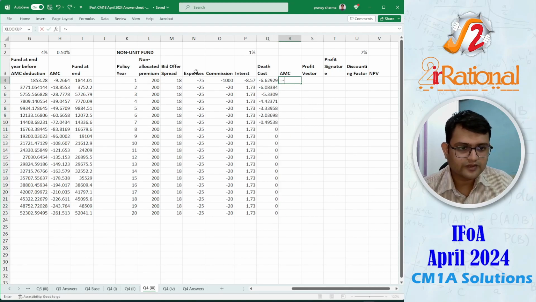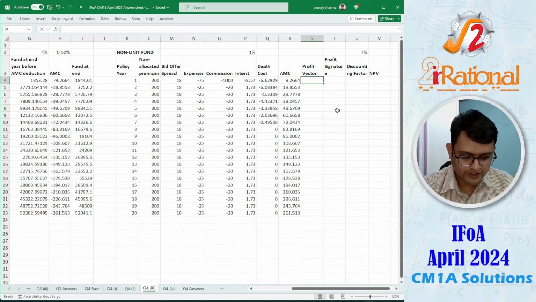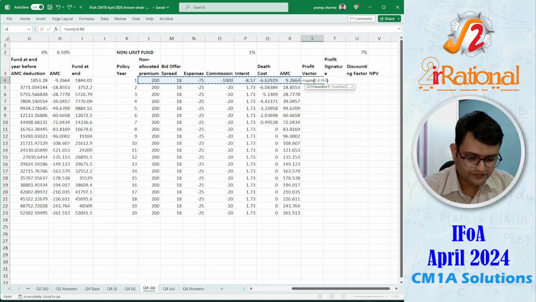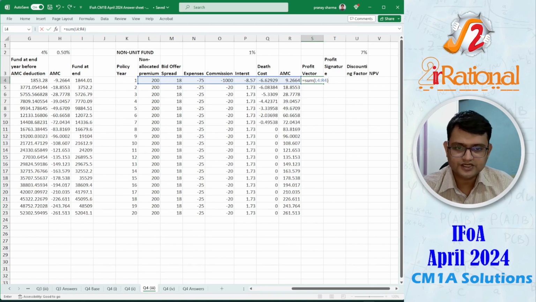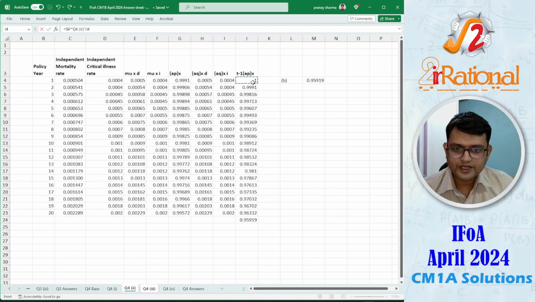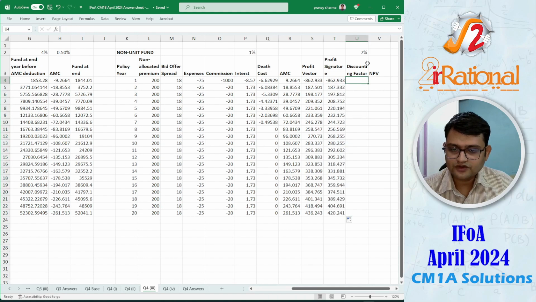AMC will be equal to minus of this because it's a positive cash flow in the non-unit fund table, and profit vector will just be sum of all of this. This is the main reason I keep the cash flows positive and negative. I don't have to do plus and minus later, I can just do sum. Here we go, profit signature would be equal to profit vector into T-1 APX and discounting factor at 7%.